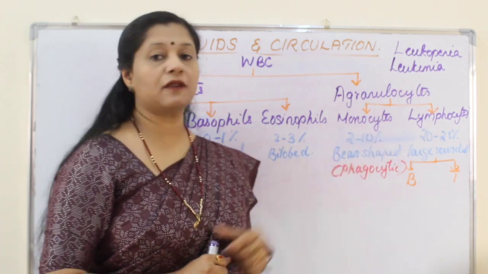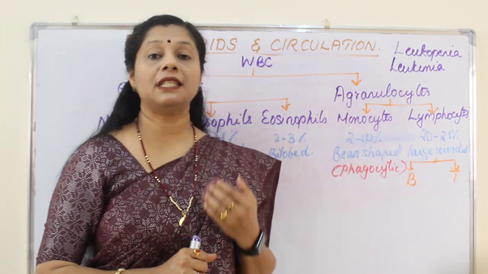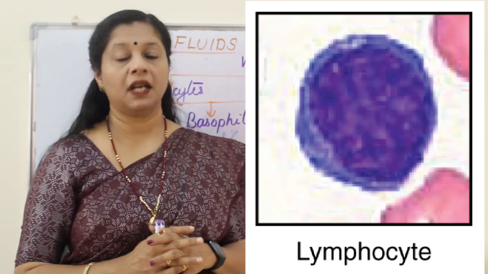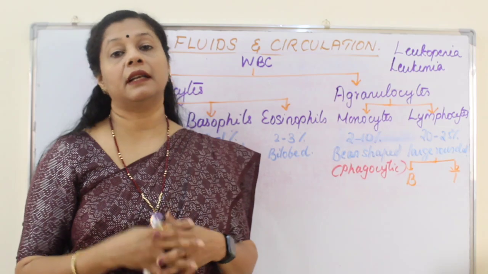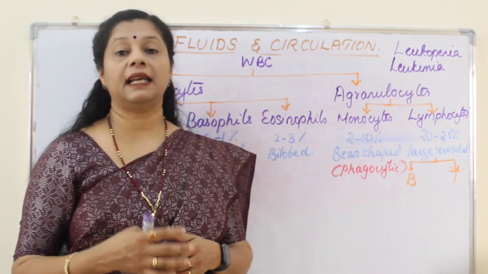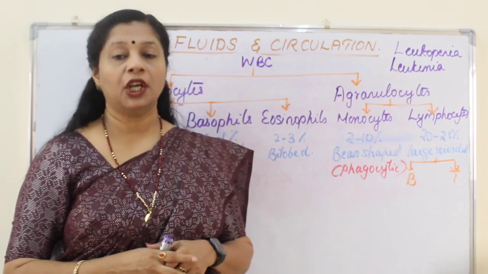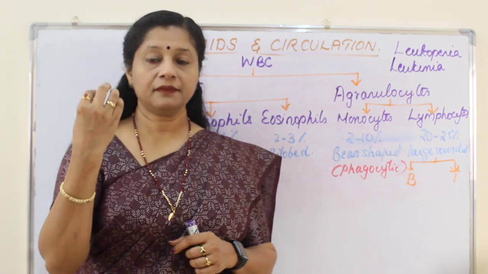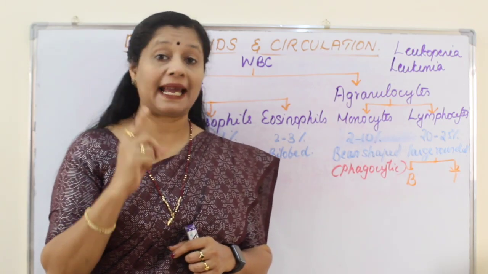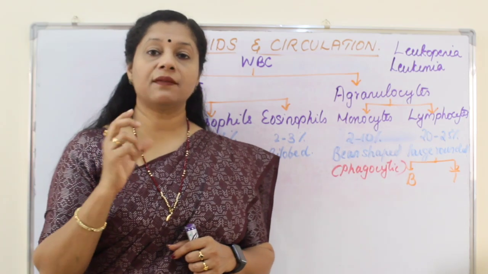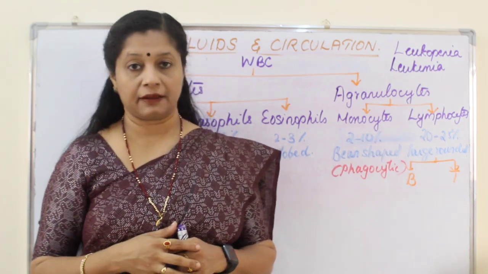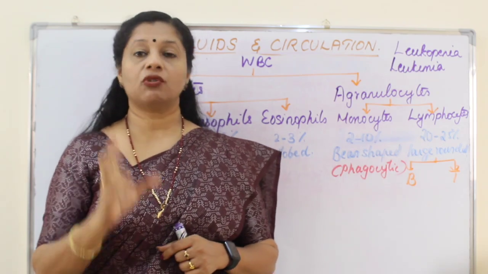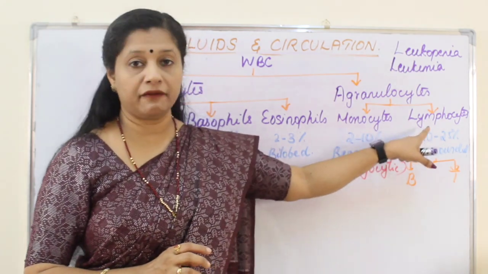Then the next is lymphocytes. Lymphocytes constitute 20 to 25% and they have a large round nucleus. Lymphocytes are helpful in immune response. Basically, they produce the antibodies. You know, any infectious agents or foreign particles coming into our body are called antigens. The word antigen stands for antibody generating. So against that, our body produces antibodies. Those antibodies are produced by the lymphocyte cells.